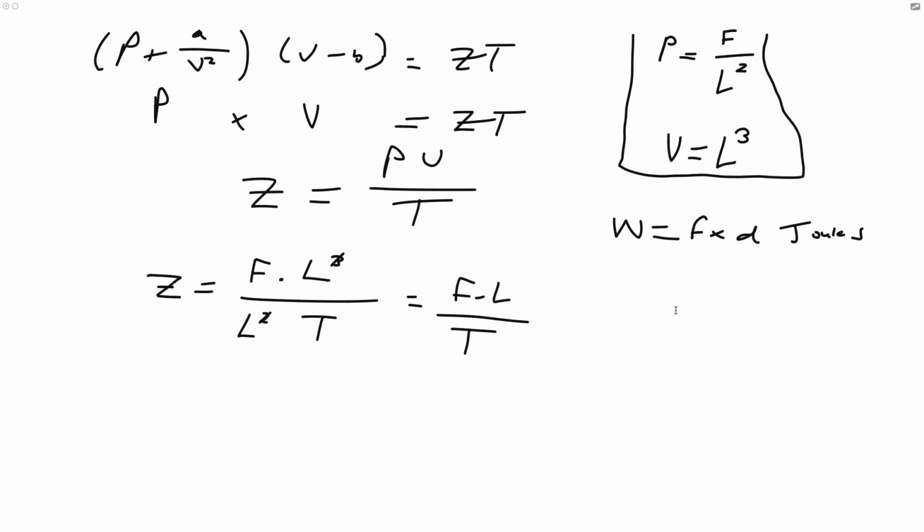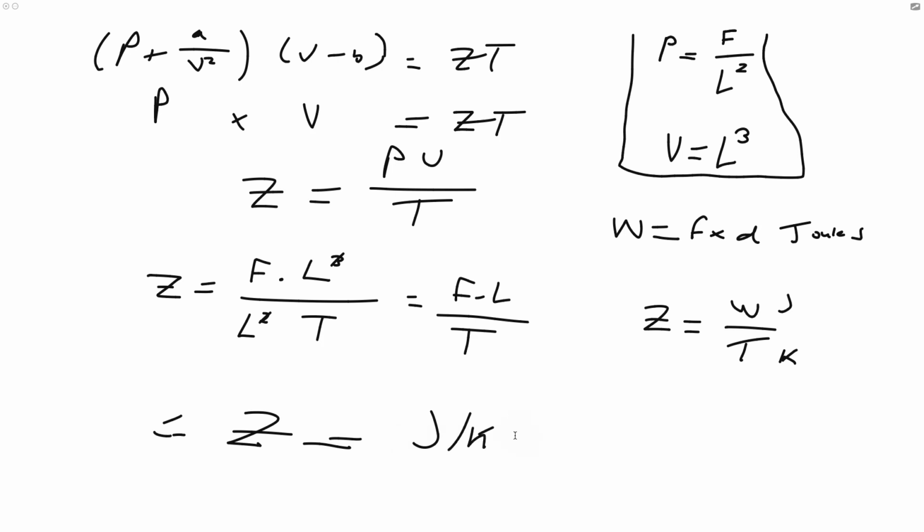So Z is going to equal our work over our temperature. We know that the unit of work is joules and the unit of temperature is Kelvin. So therefore, Z equals joule per Kelvin. Or the way it's written there is joule Kelvin to the minus 1. So the answer for 101 has to be D.